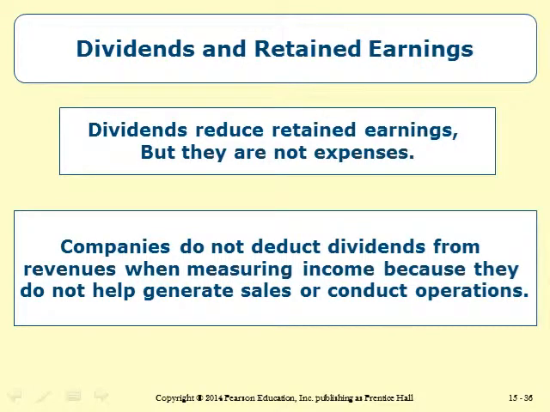Dividends reduce retained earnings, but they are not expenses like rent and wages. They do not show up on the income statement. Companies do not deduct dividends from revenues when measuring income because dividends do not help to generate sales or conduct operations. Cash dividends simply distribute assets or cash to the owners of these assets, or to stockholders. Again, they reduce both assets and owners' claims on those assets through retained earnings.